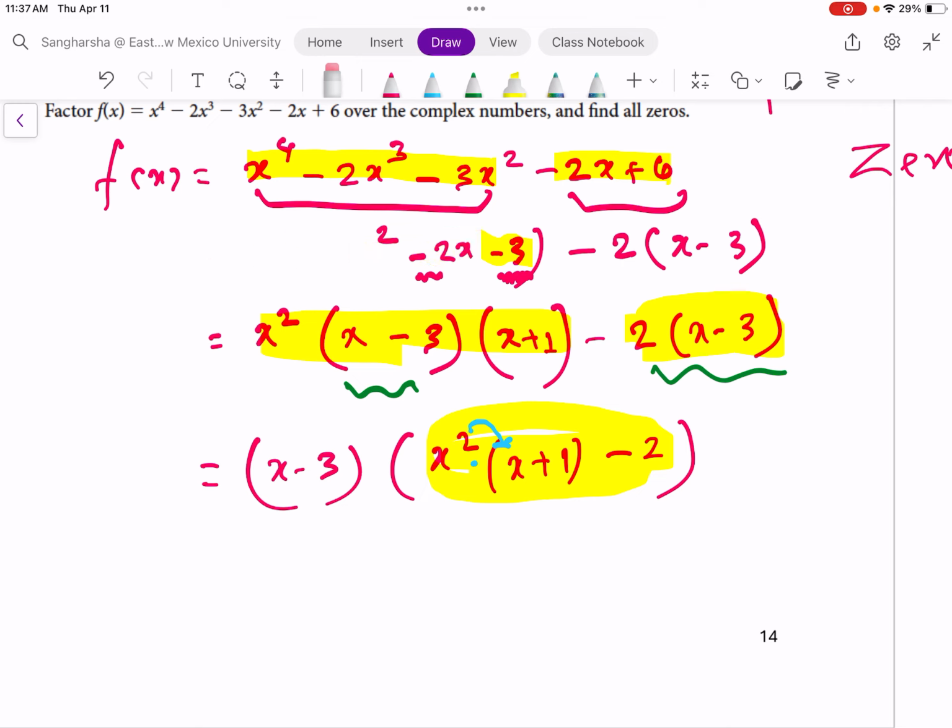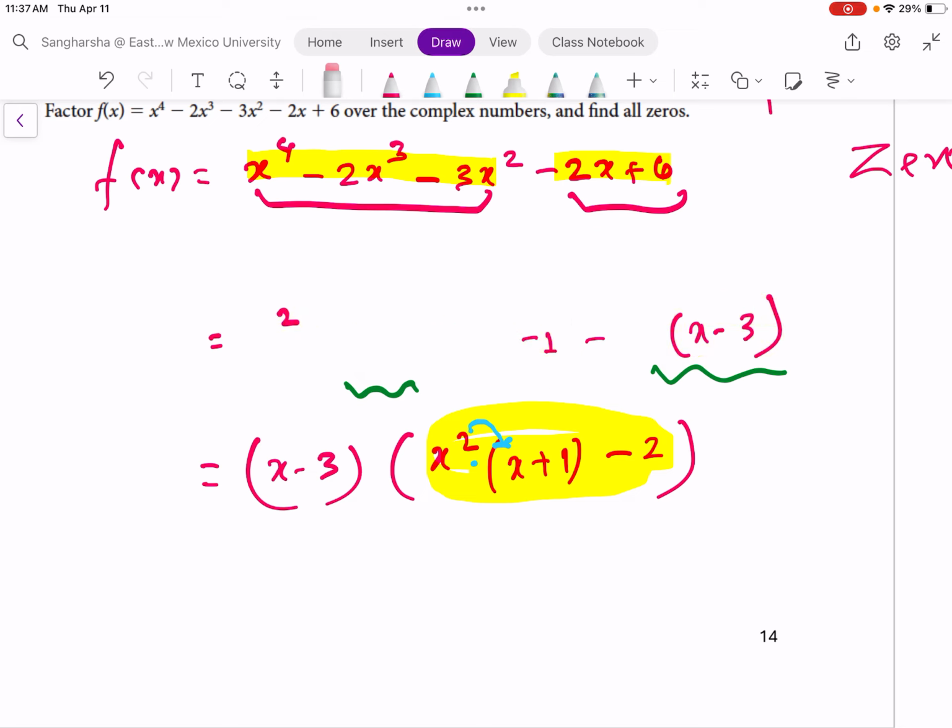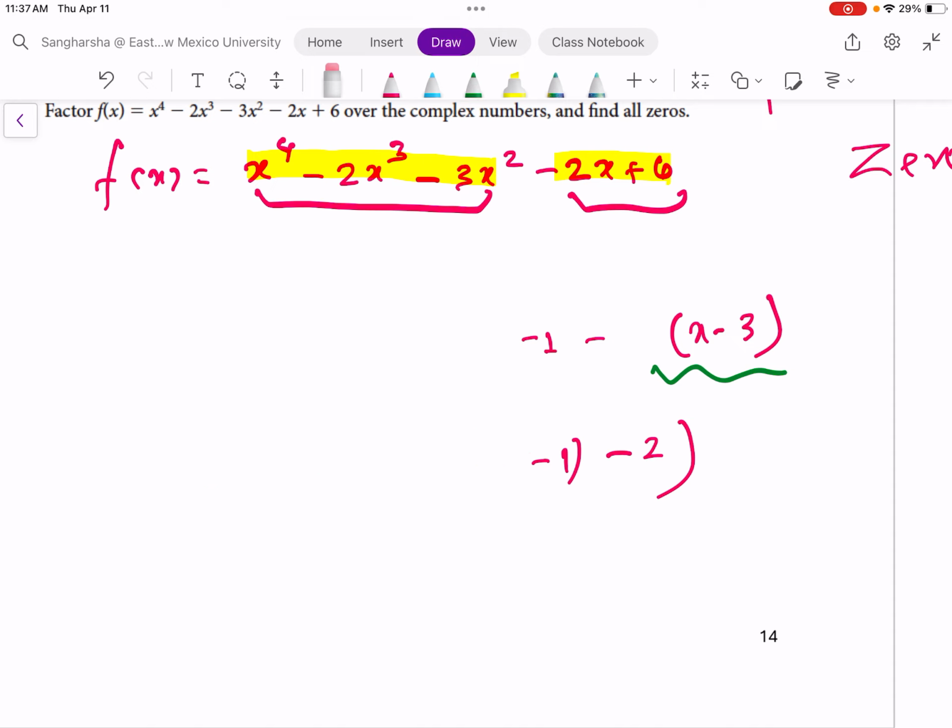I can erase very easily here, see, but I don't know whether you can erase what you have written or not, okay? So I'm going to erase this one.